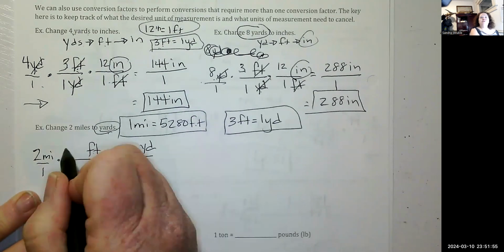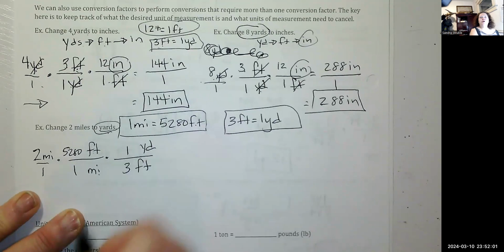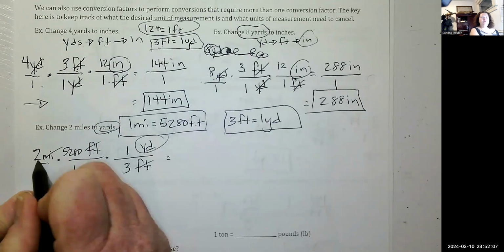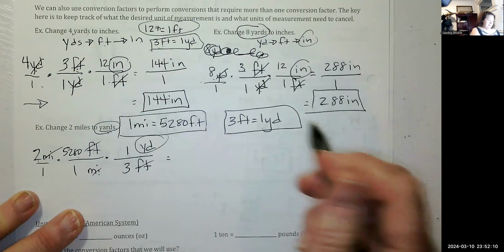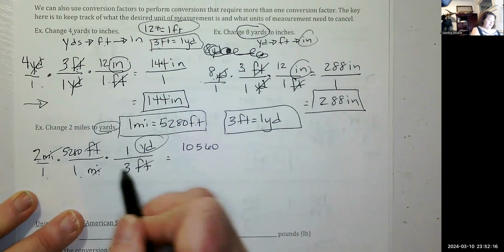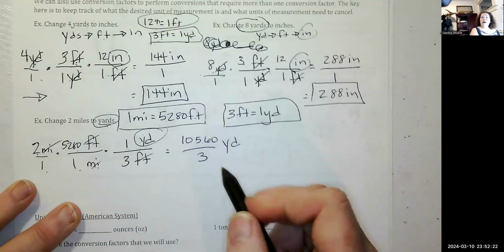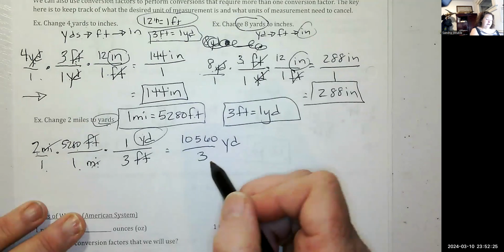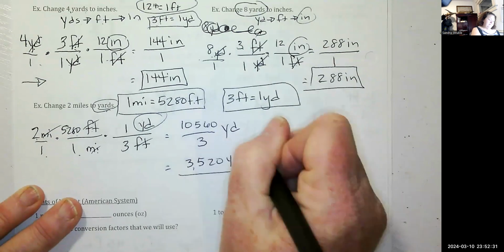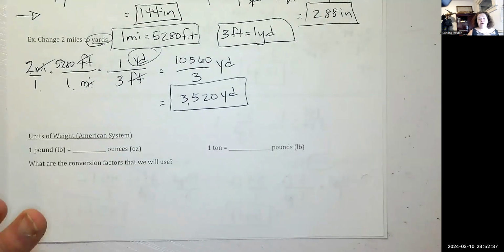Now I'm going to plug in my numbers. 5,280 feet to 1 mile and 3 feet to 1 yard. All right, let's multiply. Miles are gone, feet are gone, we're left with yards, which is what we want. 2 times 5,280 times 1 is 10,560. And then 1 times 1 times 3 is 3. And this is in yards. Last piece to this is just to divide 10,560 divided by 3. Plug that into your calculator. You're going to get 3,520 yards. Okay. All right, that was all length for the American system.